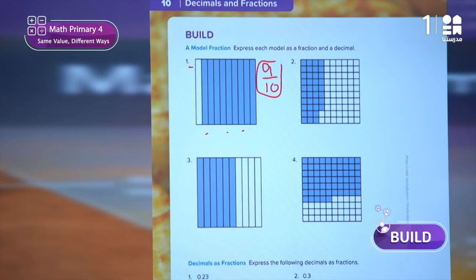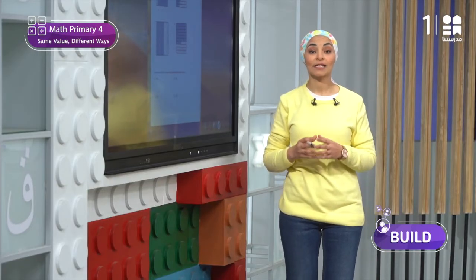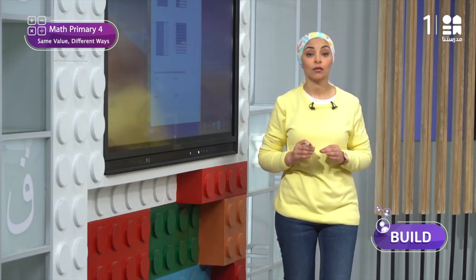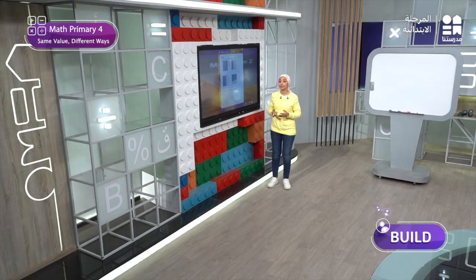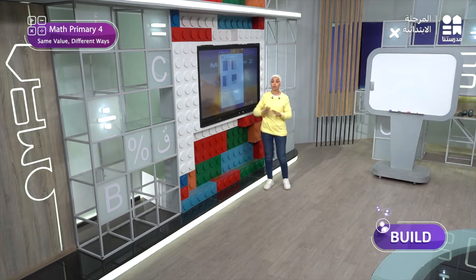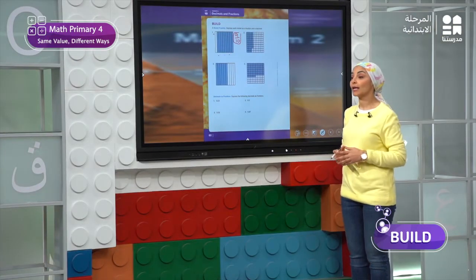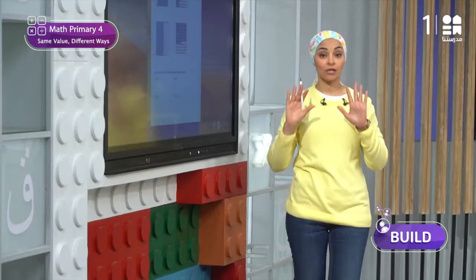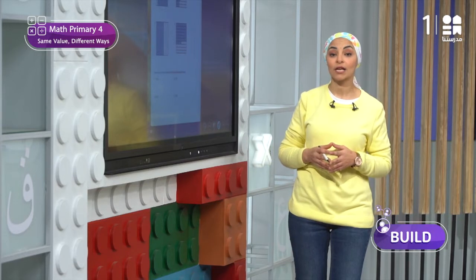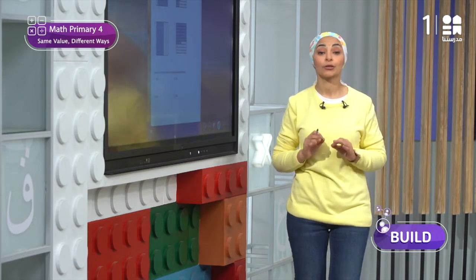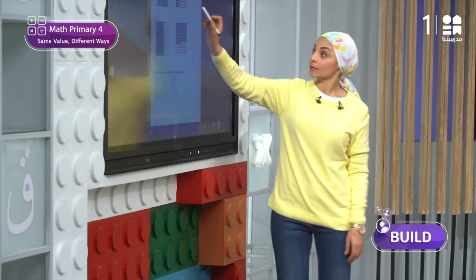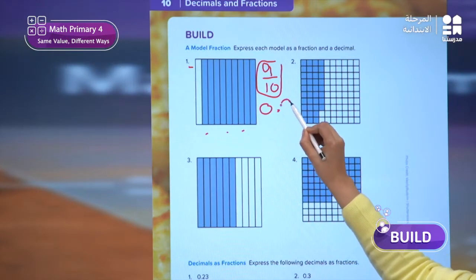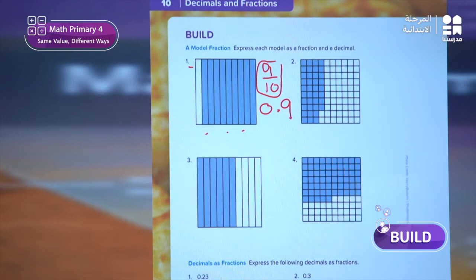Okay, in order to represent that as a decimal, what do I do? First, I look at the whole number. The whole number here is 0. Do I have any whole number here? No, I don't have any whole number. Why? Because the square is not all shaded, right? The square is divided into 10 parts. This means that the shaded parts will be written in the tenths place. So how can I write it as a decimal? I write 0.9, which is 9 tenths, right?